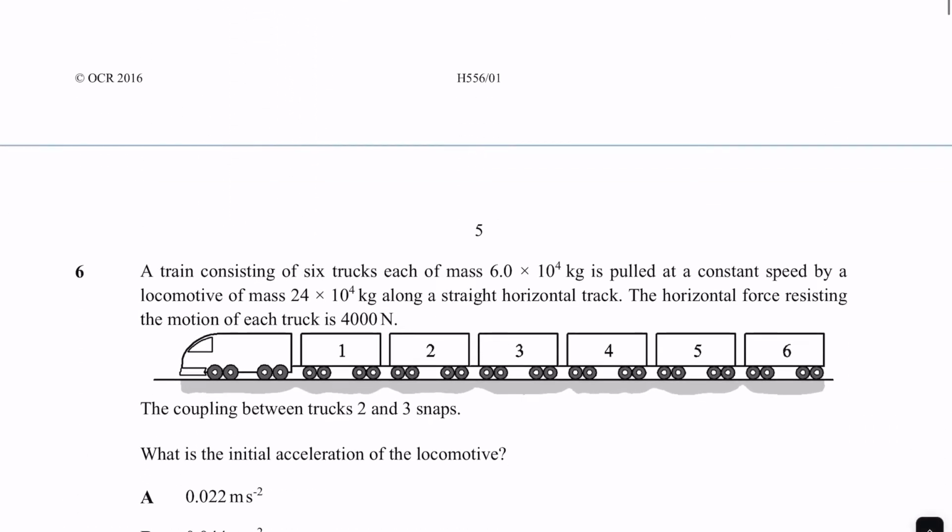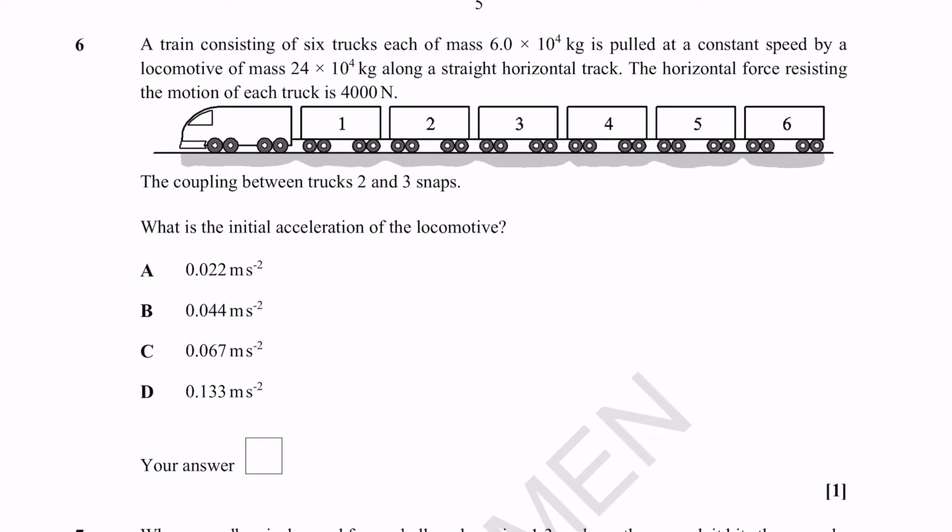Let's move on to question number 6. It says a train consisting of 6 trucks of mass 6 times 10 to the power of 4 kilograms is pulled at a constant speed by a locomotive of mass 24 times 10 to the power of 4 kilograms along a straight horizontal track, and the horizontal force resisting the motion is 4,000 newtons. The coupling between trucks 2 and 3 snaps, and what is the initial acceleration of the locomotive? So there's a couple of things going on.